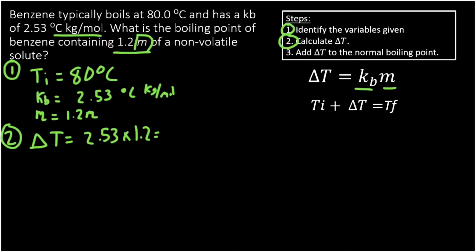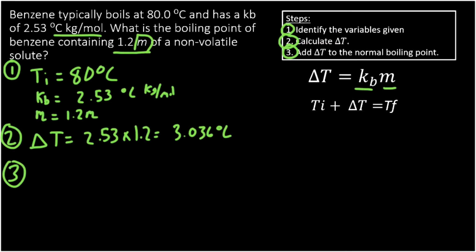And when we multiply 2.53 by 1.2, we're going to get 3.036 degrees Celsius. Now, we're not going to round that for sig figs until the very end. Always a good rule, only round at the end of your problem. Lastly, we're going to want to add delta T to the normal boiling point to get our new elevated boiling point. So that's step 3.